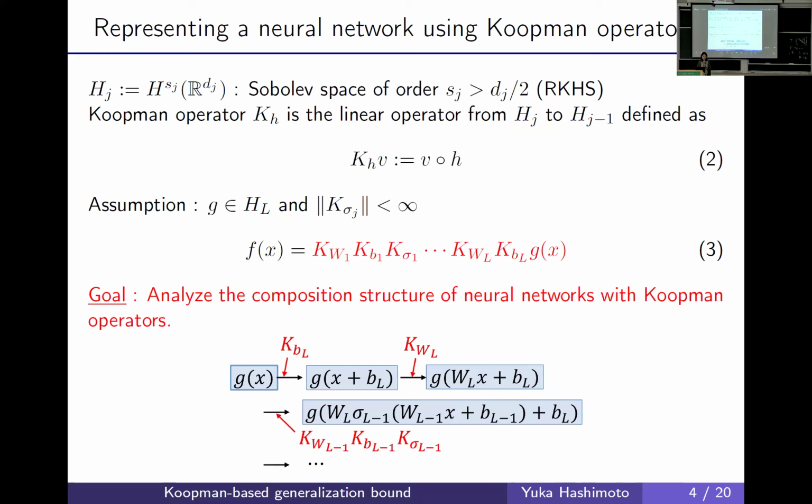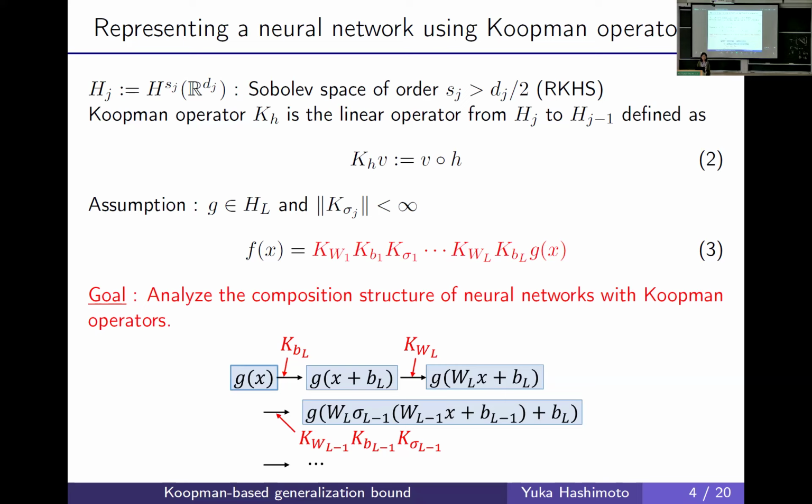We consider representing this neural network by using Koopman operators. The definition of the Koopman operator was already introduced by Igor, so I skip the definition. But in this talk, we focus on the Koopman operator on the Sobolev space. I will explain in detail in the next slide, but we are considering the space of smooth functions.